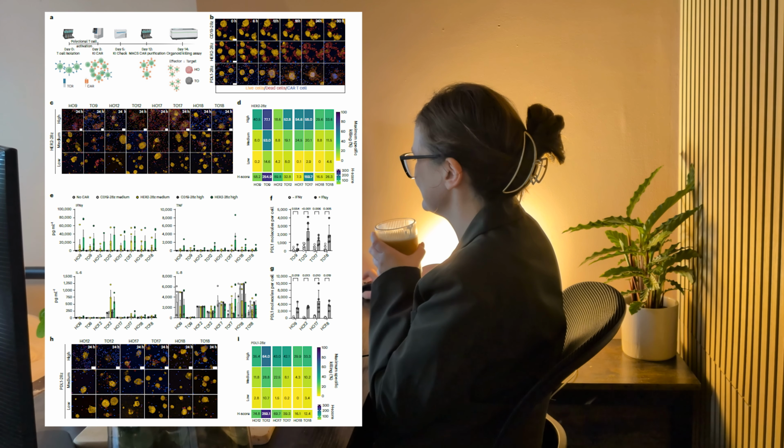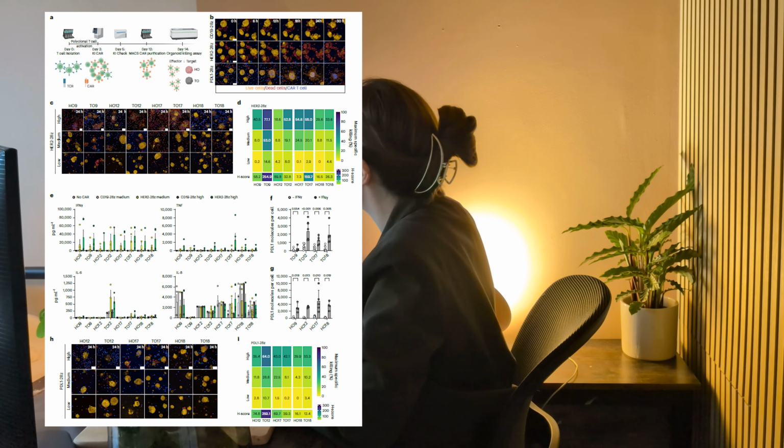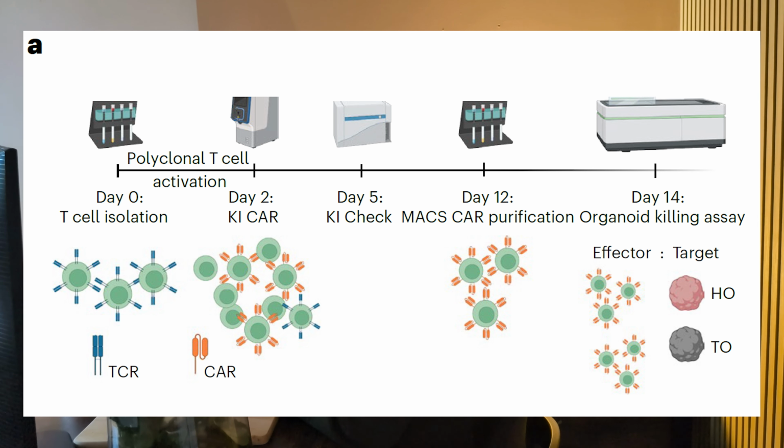So, Figure 5 tests whether CAR T-cell activation actually translates into tumour killing. Panel A outlines the killing assay, where CAR T cells are co-cultured with tumour and healthy organoids at defined effector-to-target ratios.